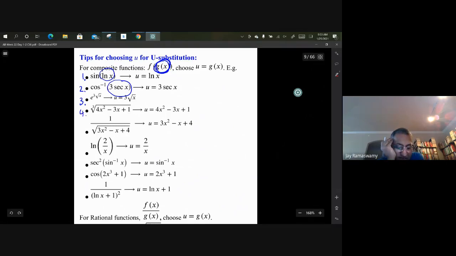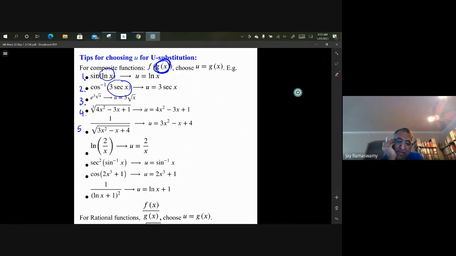Now number 4. Don't write, just watch. It's the cube root of monkey, a complicated expression. So once again, we did not choose u to be the cube root of it, just the monkey. Have a look at number 5, please. Is that 1 over radical monkey? And we just chose the expression underneath the radical to be u.